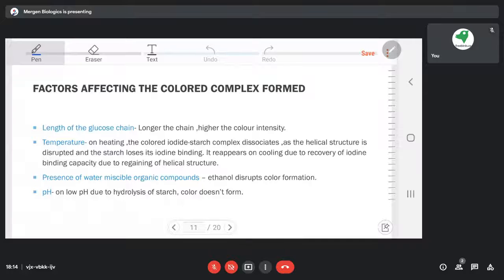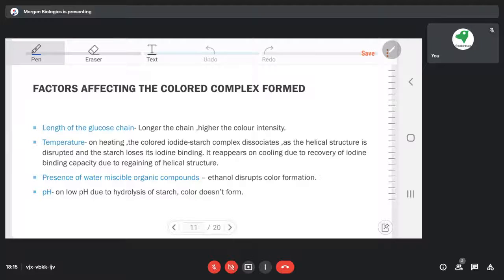Now, there may be many factors affecting this whole process in a laboratory setup, because here we have done it in a very simplified manner. But when we have to do it in a proper protocol and proper laboratory, there may be many factors that may affect the whole process. One of the factors is the length of the glucose chain. The number of glucose molecules in one starch may differ from another one. If the number of glucose molecules in the starch is more, that is the chain is longer, then the color intensity is higher. The color will be more bright.